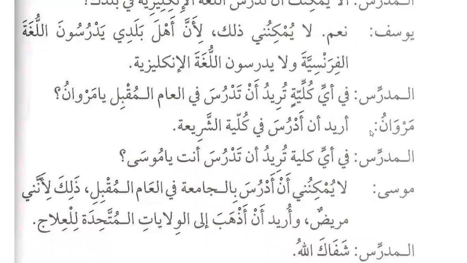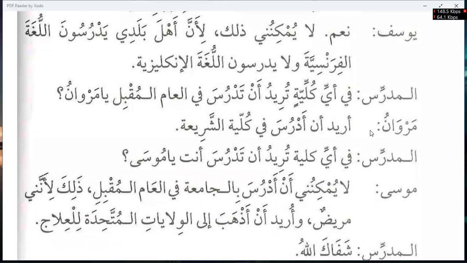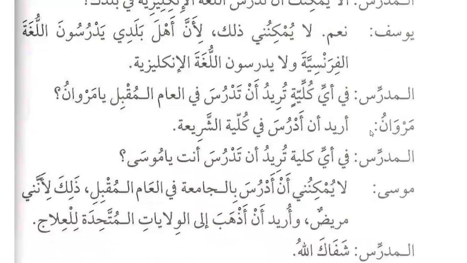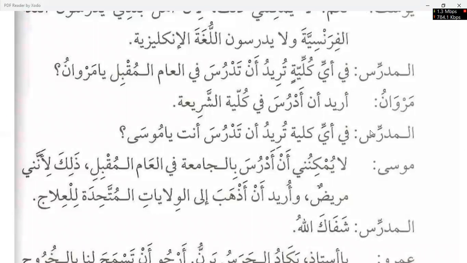In which faculty do you want to study in the next year, O Marwan? In which faculty you want to study in the next year, O Marwan? I want to study in the faculty of Sharia.